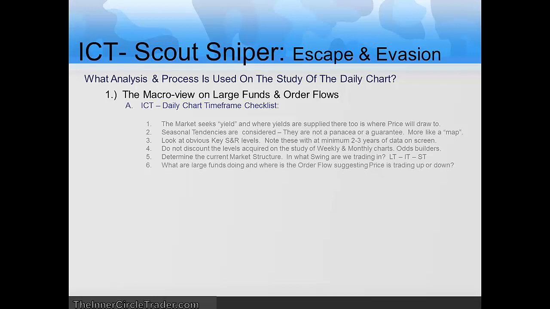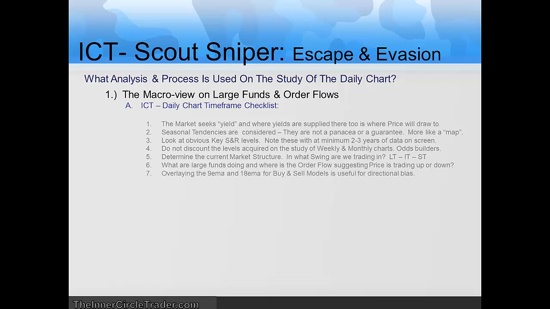What are large funds doing, and where is the order flow suggesting prices are trading, up or down? Basically, it's like market structure or order flow, where if we take out specific highs and lows, in conjunction with market structure as a whole, if we see flows are bullish, we need to be starting to look for our tools to suggest and support the notion that higher prices are in order, and vice versa for selling scenarios.